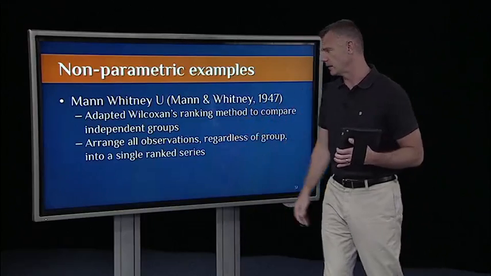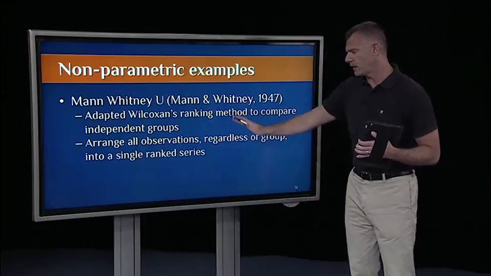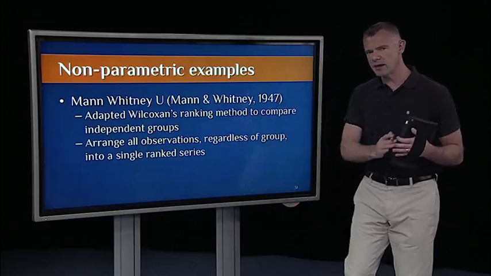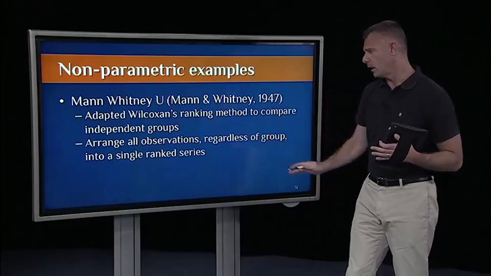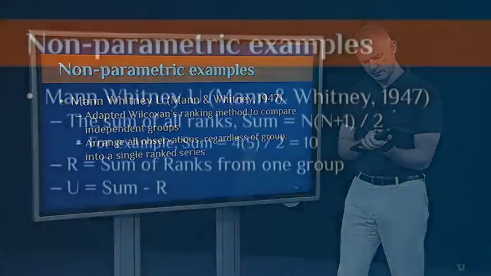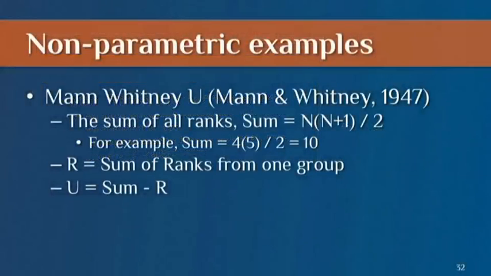the Mann-Whitney U-test. And the key to this test is you just arrange all your observations, regardless of group, into a single ranked series. And keep in mind that the sum of all the ranks is going to be equal to the total number of observations times the total number of observations plus 1 divided by 2.